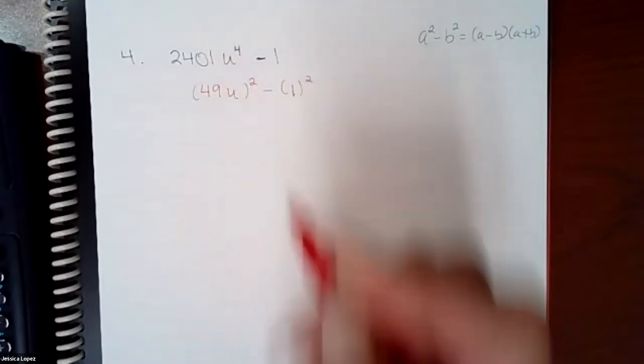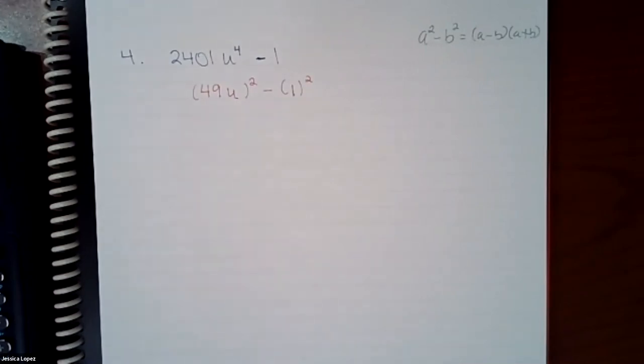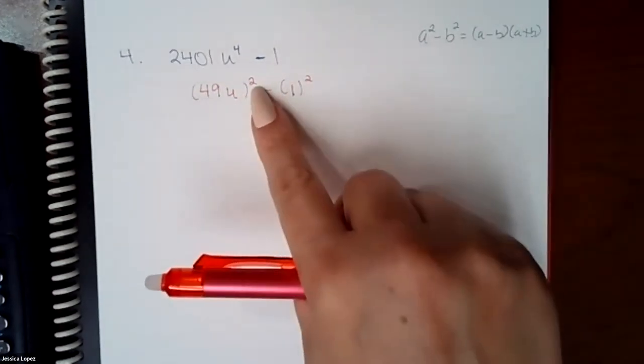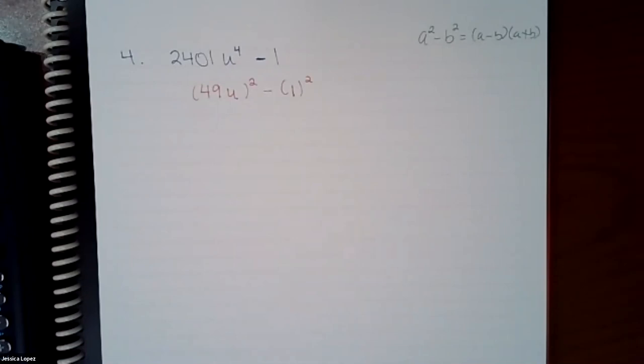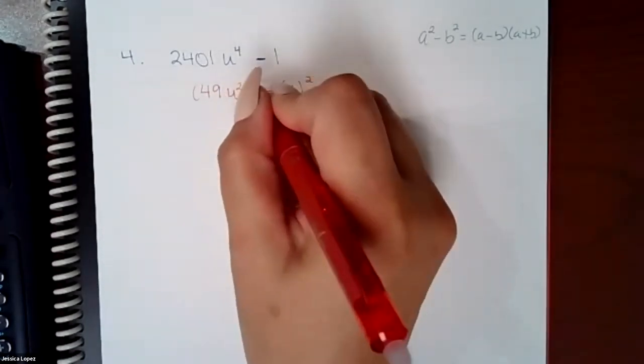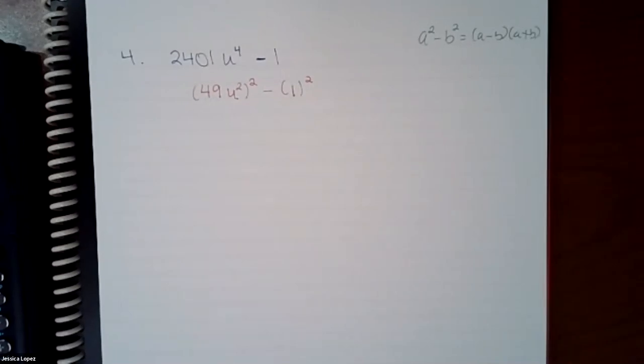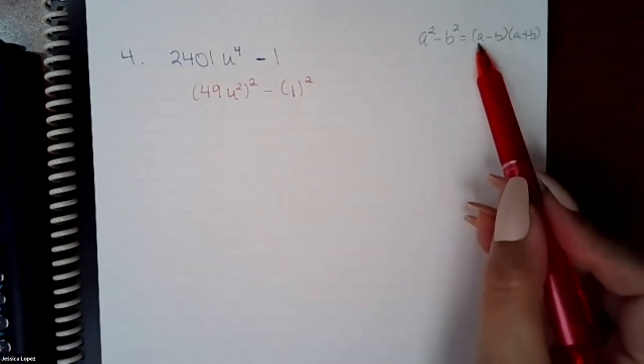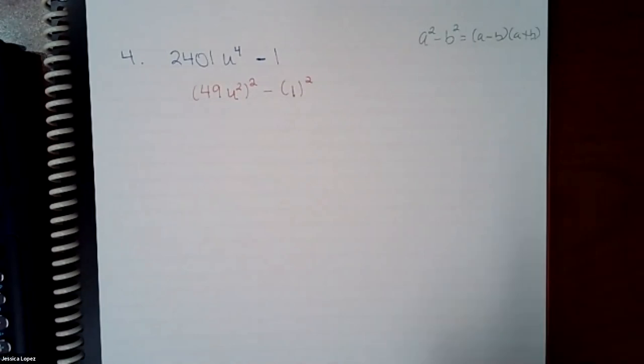And then here's the thing. What is the power for u so that I would get u to the fourth? Anybody want to try? What power or exponent would I put on my variable u so that when I square it, I get u to the fourth? Wouldn't you put 2? Yes. It's 2 times 2 would give me the 4. Good. Okay, great. I figured out what is being squared. Now it's just a matter of putting those things in the front and the back, and then one with the plus and one with the minus.